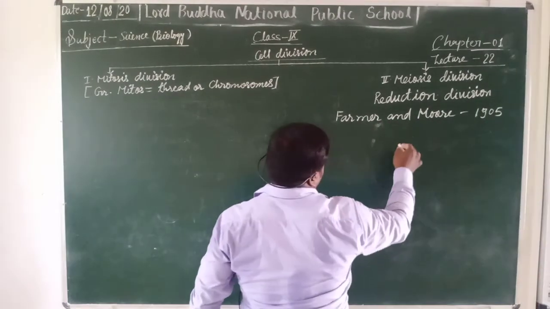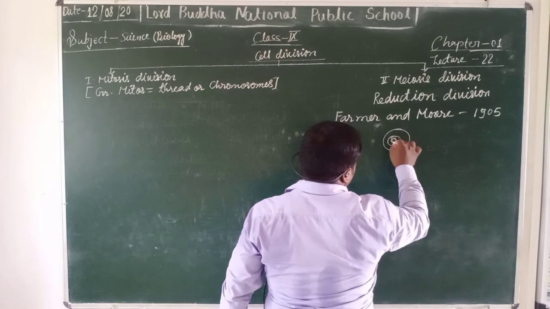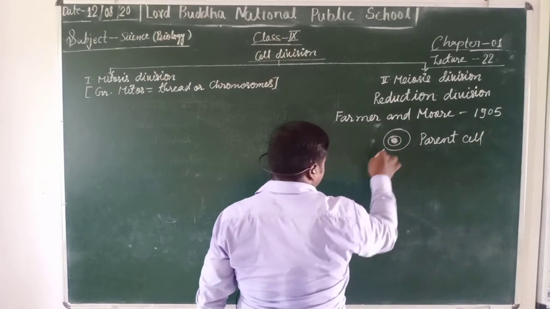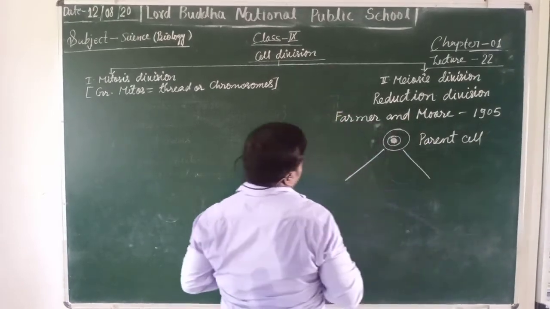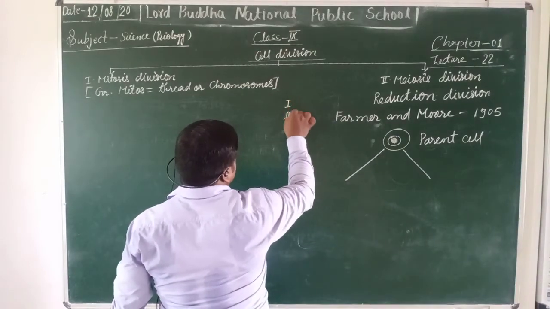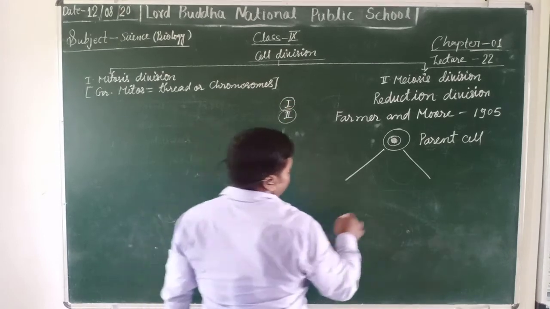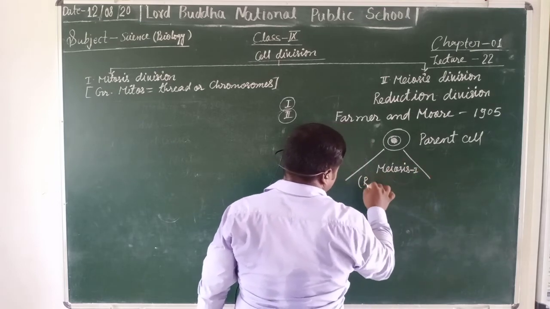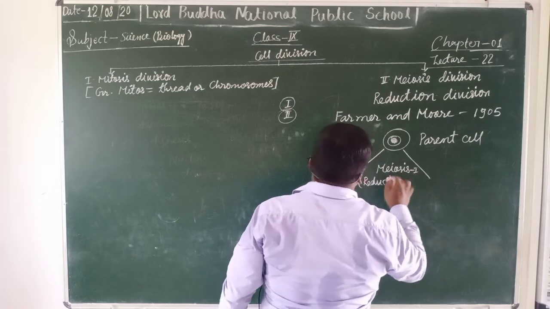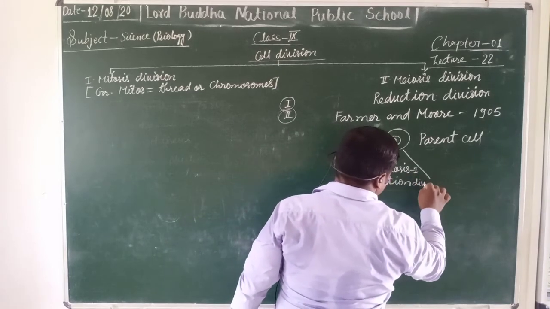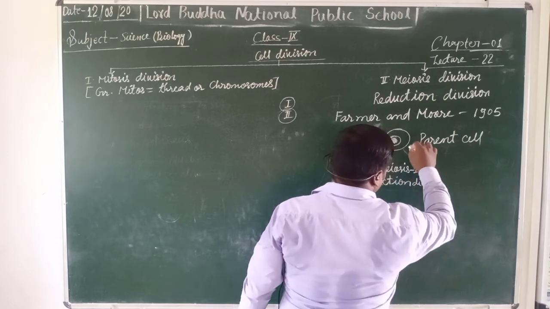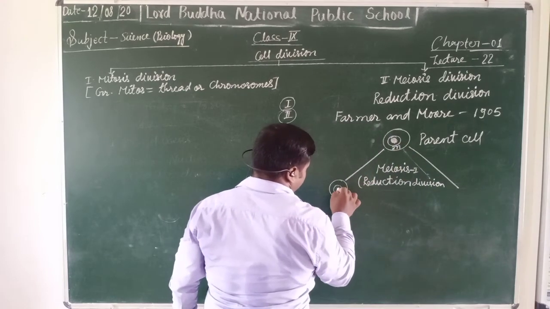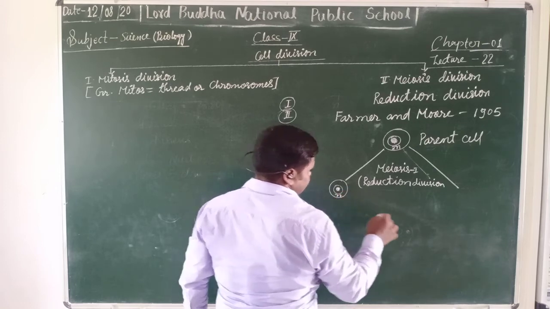Take a diagrammatic example. This is a parent cell, and here the process of meiosis division is completed in two phases, meiosis first and meiosis second. Now here meiosis first takes place. This is called reduction division. As I explained, this is the reduction division. In reduction, the chromosomes reduce to become half and half in the daughter cells.